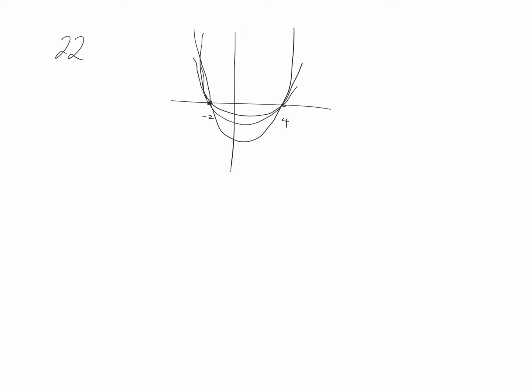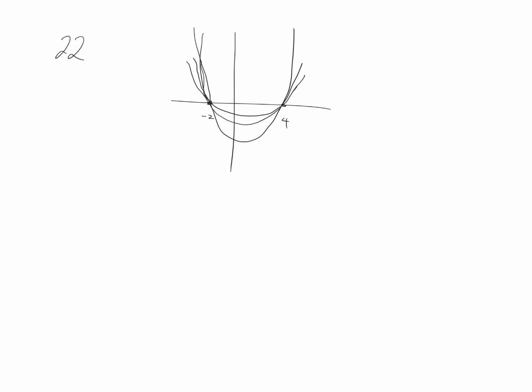Number 22. The graphs in the xy plane of the following quadratic equations have x-intercepts of -2 and 4. So I'll make a quick sketch. -2 and 4. And the graph will go through it something like this. But it could also go through it like this or like this.